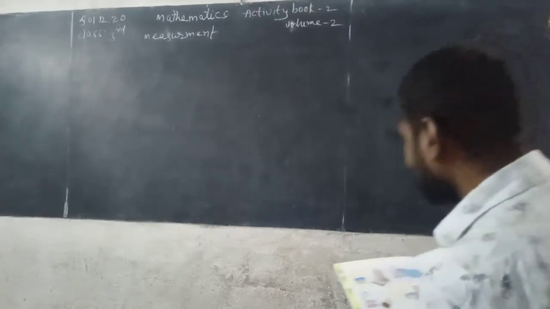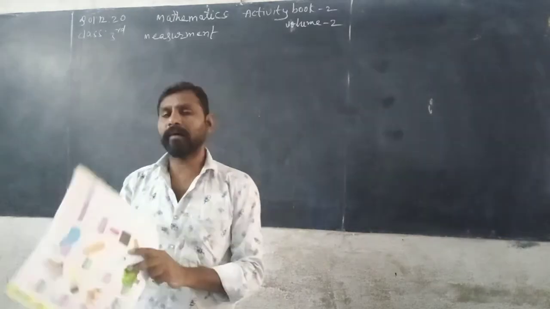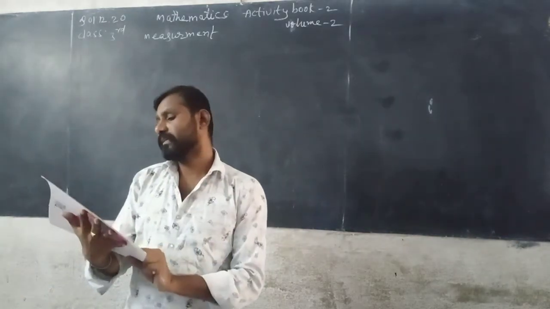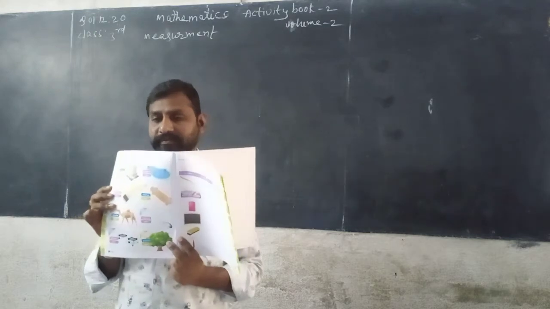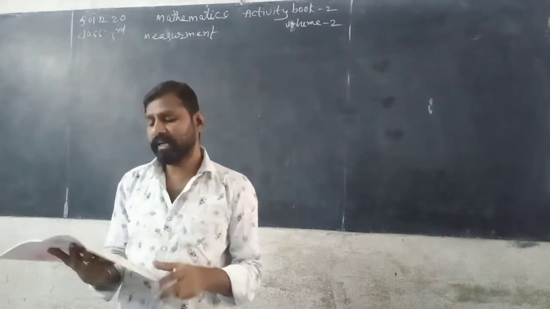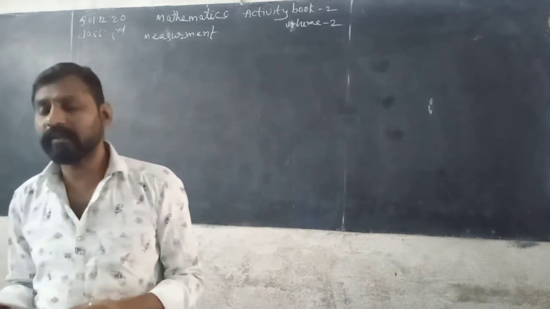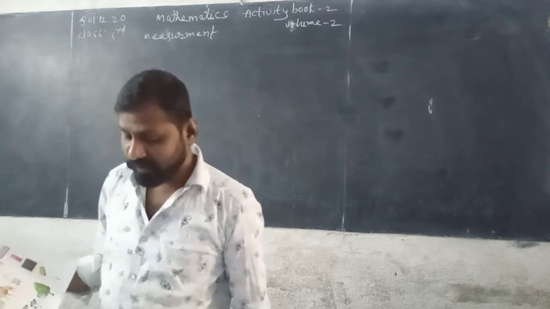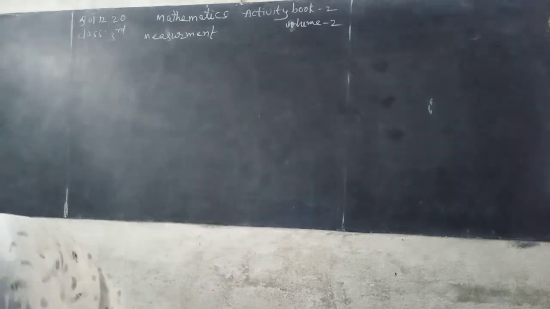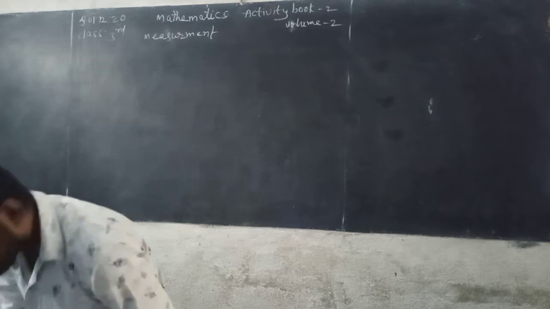Now here, choose the best unit for measurement for the following objects by circling it. First one is the height of the building. Can you measure it in centimeters or meters? Meters. So circle meters.